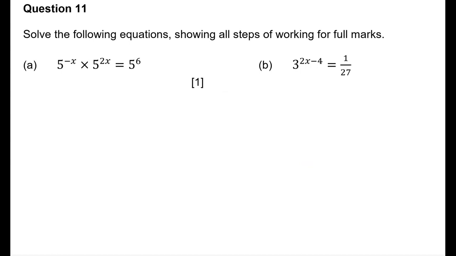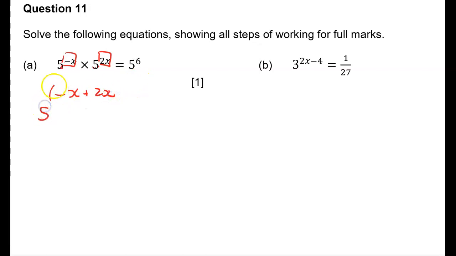With this next one, the best thing to do here is to keep the bases the same and then equate the powers for these first two at least. So the base is 5. Do not be afraid. The base is the same, so we add the powers. Add the powers when you've got the same base and multiplying. So negative x plus 2x.